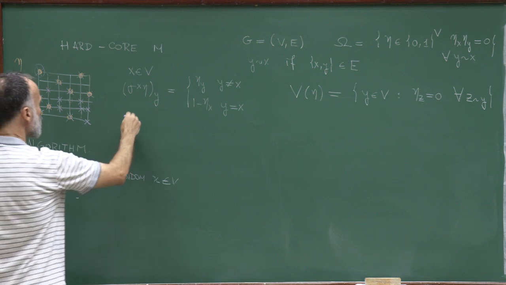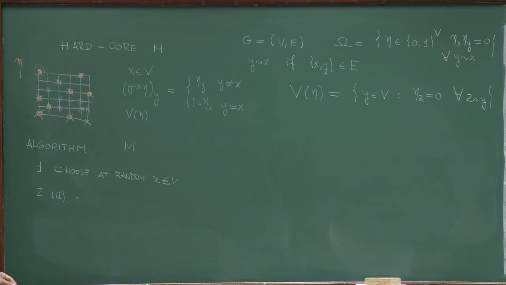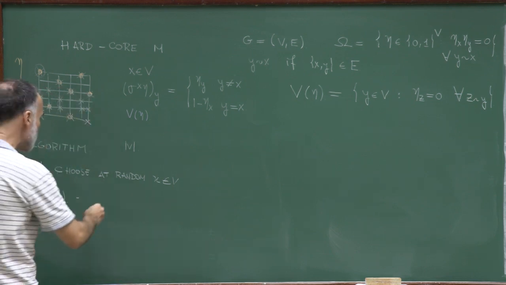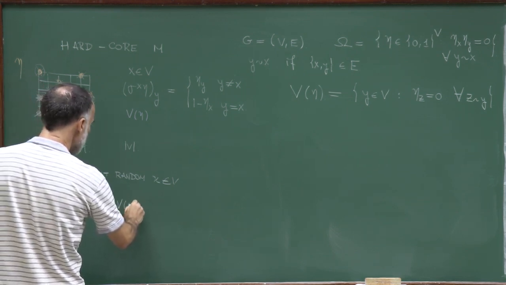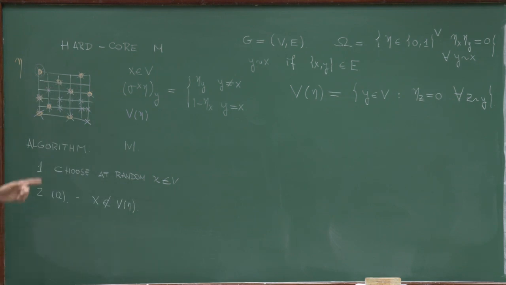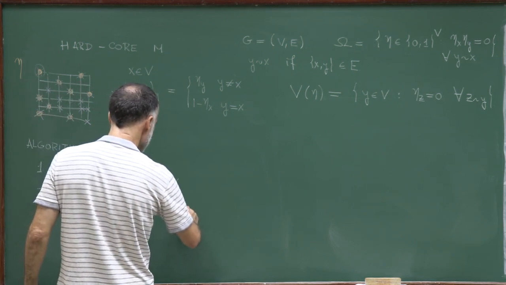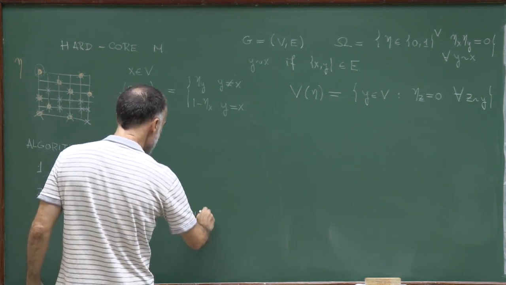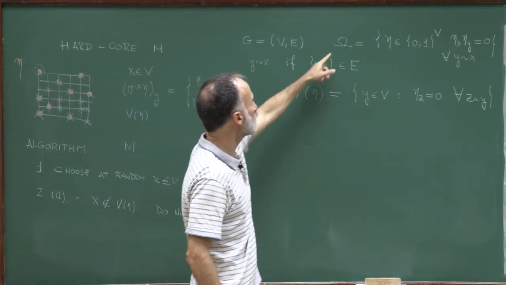So in purple, you have your set V of eta. What I claim is that if X does not belong to V of eta, so if X is not in purple, you do nothing. Because if X does not belong to this set, this means that there is one neighbor which is 1, and so there is nothing you can do at X. It has to be 0, because otherwise you escape from your set omega.